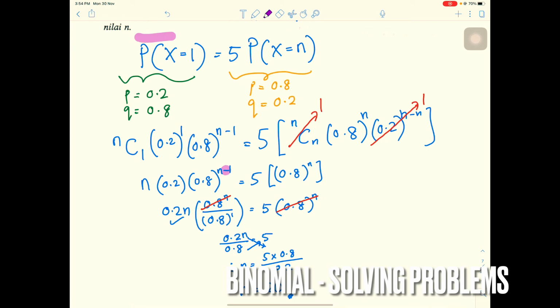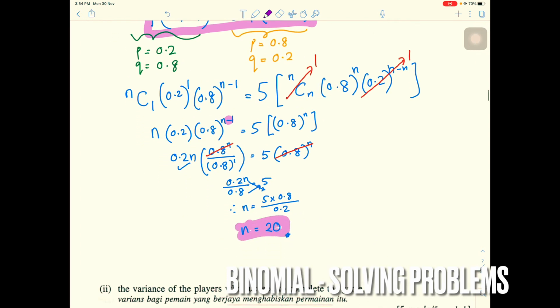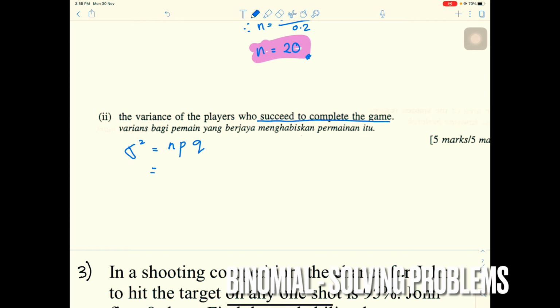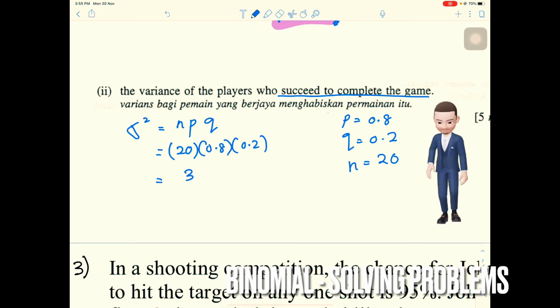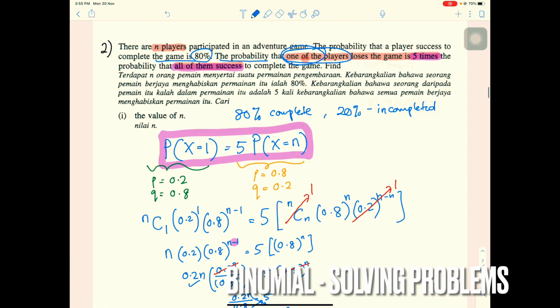So far, if you know how to construct the equation of the probability, then you can find the value of n. Okay, the second one, the variance of the players. Variance, symbol sigma squared, equals npq. So what is the value of npq? P equals 0.8 and q equals 0.2, and n equals 20 participants. So 20 times 0.8 times 0.2, and the answer equals 3.2. This is how we solve this kind of question.